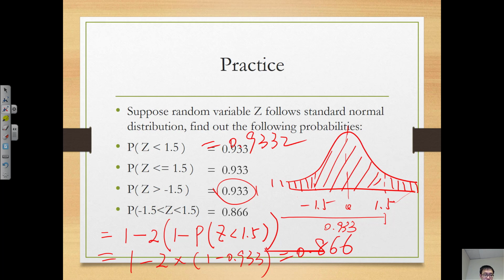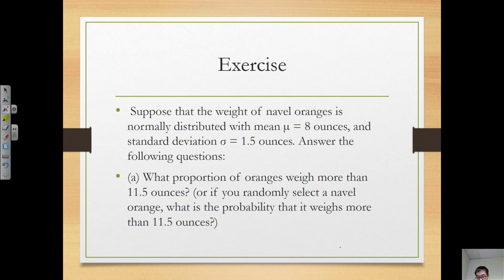And then let's look at another actual example. This is an exercise. Suppose the weight of navel oranges is normally distributed with mu equal to 8 ounces and standard deviation sigma equal to 1.5 ounces. Answer the following questions. What's the proportion of oranges that weigh more than 11.5 ounces? Or you can phrase it as, if you randomly select a navel orange, what is the probability that it weighs more than 11.5 ounces? You may want to pause the video and solve for yourself.